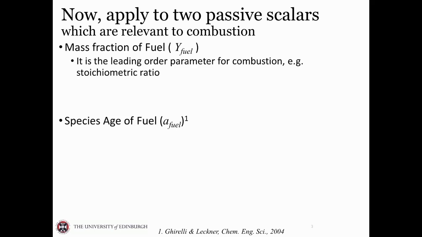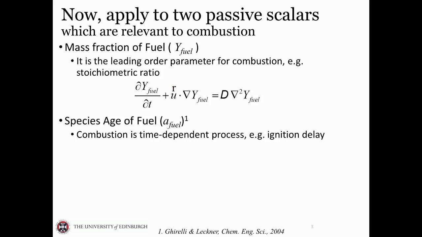So how do we define it? Mass fraction, I guess, is quite straightforward. It's how much of the species there is in terms of mass. And then typically, there's something called the stoichiometric ratio, which is very important in the combustion area. In terms of the equation, this is supposed to be a vector line. So the left-hand side is the convective operator, and the right-hand side is diffusion. So I guess this is quite straightforward in terms of mass fraction. This is quite interesting, species age.